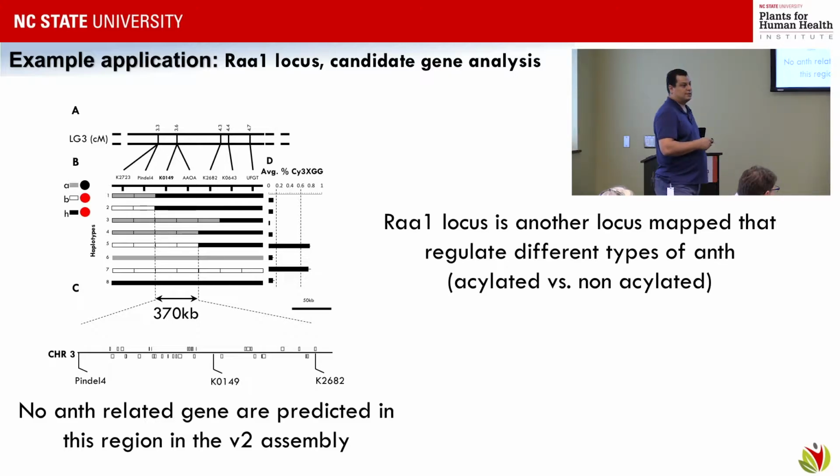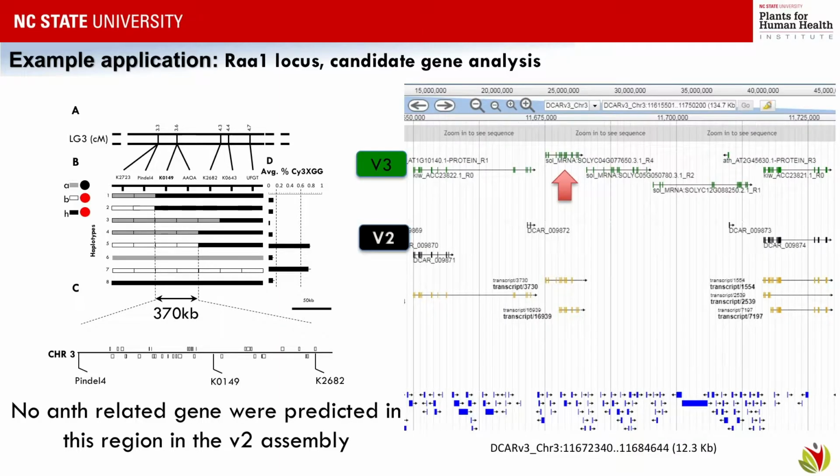The RAA locus that I introduced at the beginning is mapped and regulates the different types of anthocyanin, acylated versus non-acylated. And in this fine-mapped region of 370 kb, no anthocyanin-related gene was predicted in V2. In the V3 version, we saw that there are genes predicted in that region for which there was no prediction in the V2. So now we have candidate genes that we can further investigate and see if they are the genes that are controlling this RAA locus.